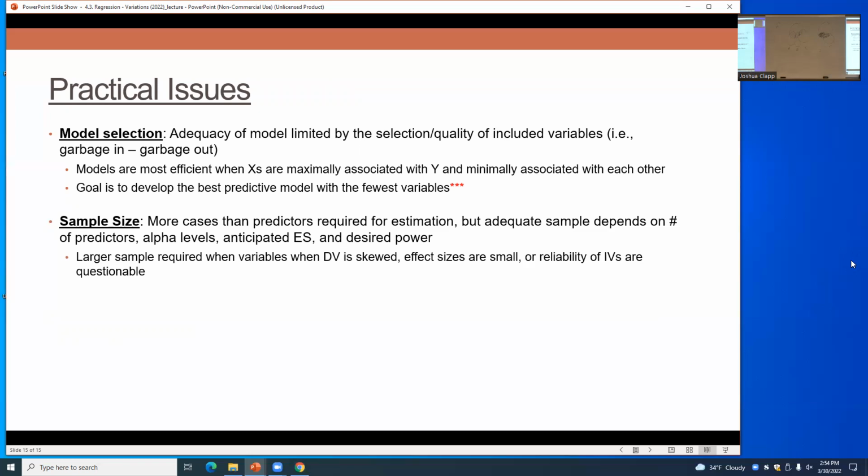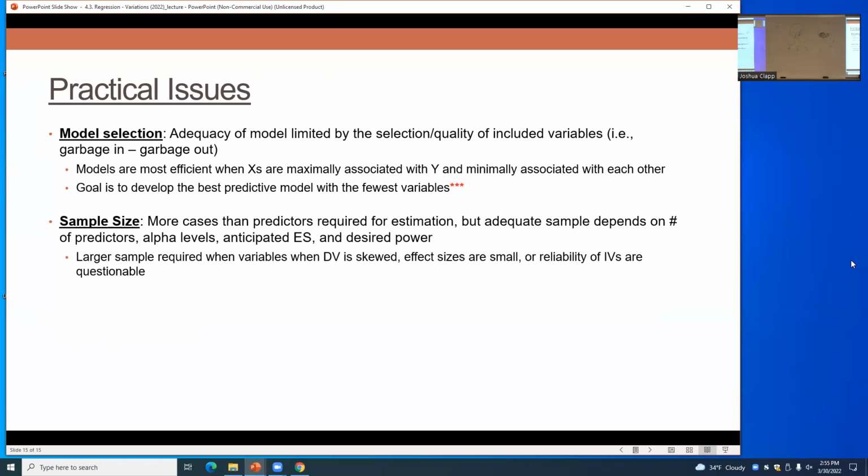Okay. Also thinking about sample size. Everybody wants to know, how many people do I need for my regression? There are lots of rules of thumb. Rules of thumb are garbage. It just depends on so many different things: how many predictors you have, what your criteria are for identifying effects, how big your effect sizes are, how much power you want, and how much you care about missing something and making a type 2 error.